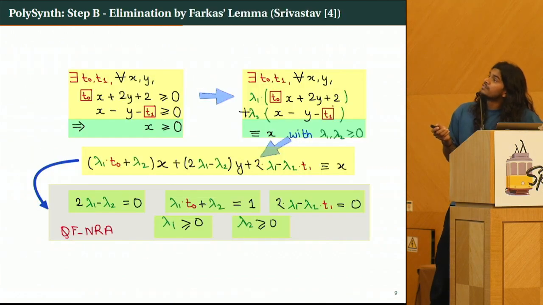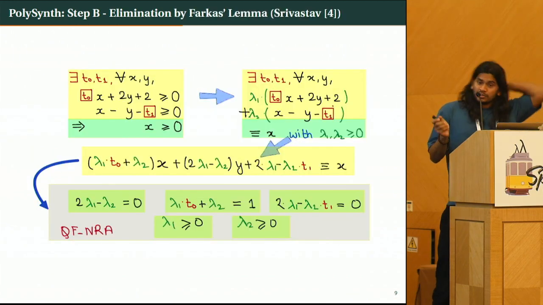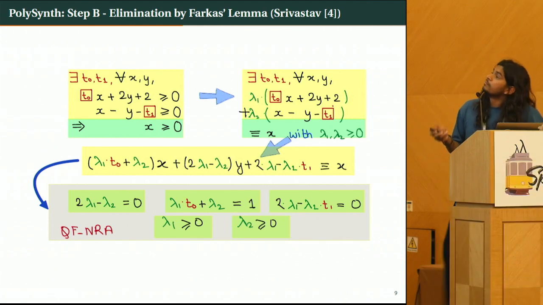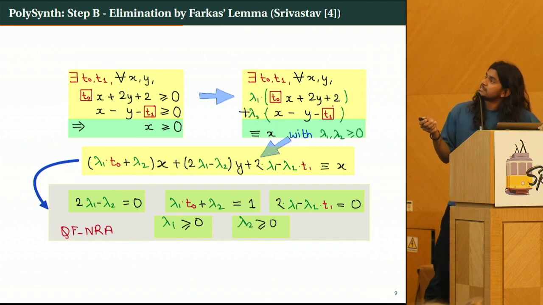So let me give you just intuition for them, because the theorems are anyway big and not very important. Suppose you know that this thing is non-negative and this thing is non-negative, and it should imply that x is non-negative. If this is non-negative, then every positive multiple of this is also non-negative.